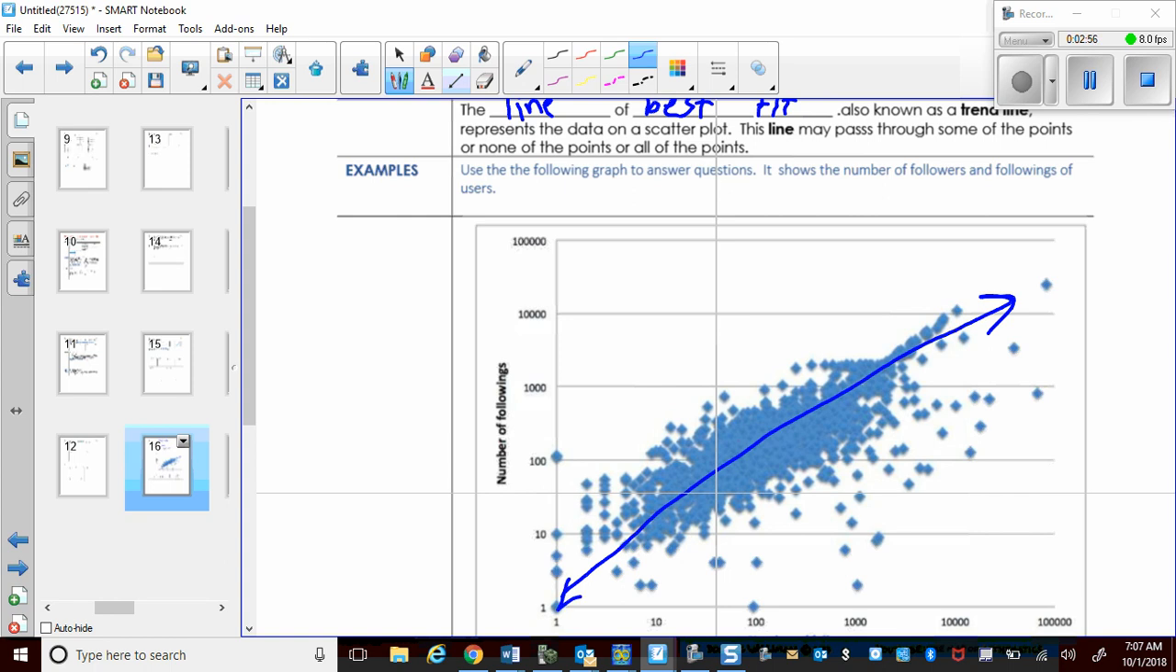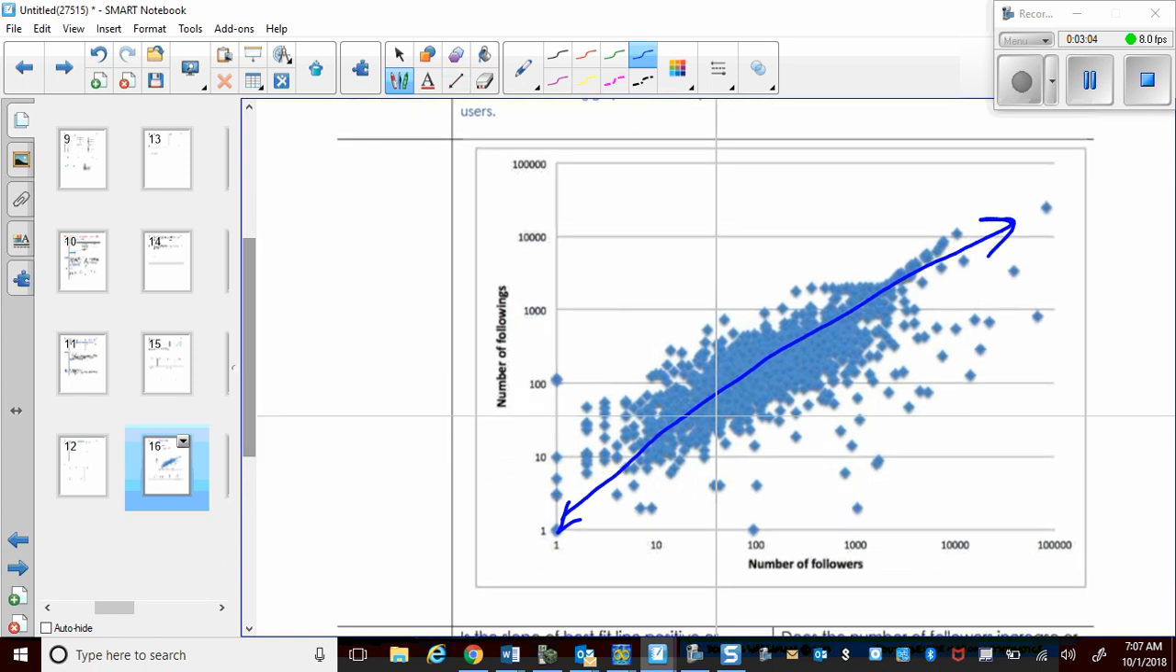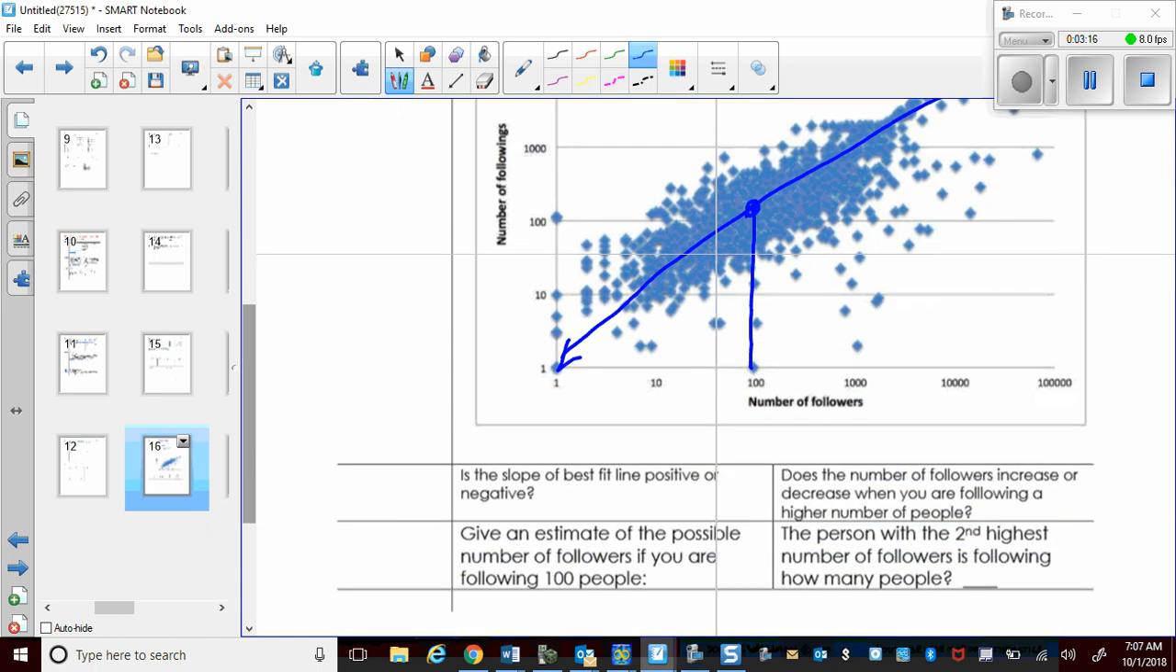If I'm going to make predictions, I can say that when I have 100 followers, I also have 100 followings. This scatter plot is about the number of followers versus the number of followings. Is the slope of the best fit line positive or negative? It's going uphill, so it's positive. Does the number of followers increase or decrease when you are following a high number of people? Looks like it's increasing. Followers are increasing as followings increase. Give an estimate of the possible number of followers if you are following 100 people. We already did this. We have about 100, approximately, and we want to use an approximate symbol here.